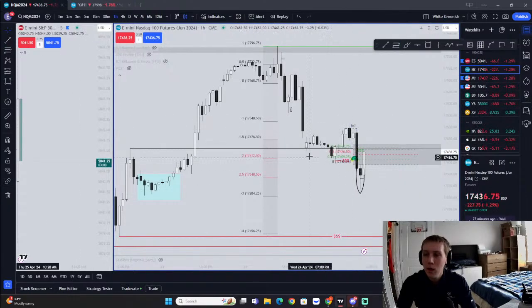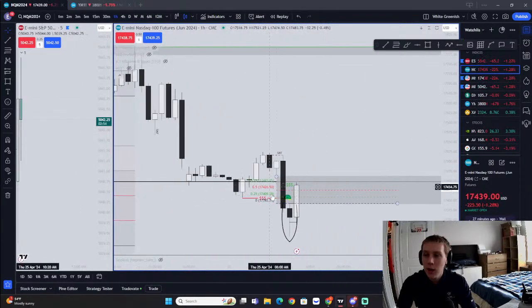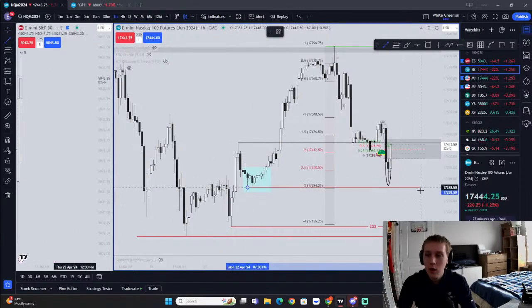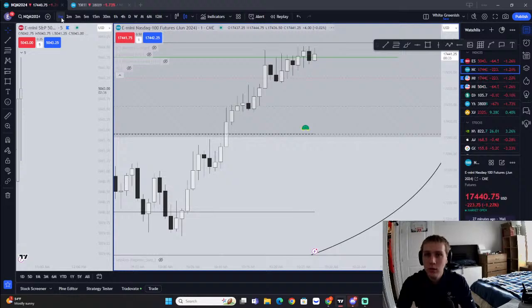But I was expecting and anticipating us to maybe come back into this 1 hour fair value gap. That's why I have this gap all marked out with 0.25, 0.5, 0.75. We do have this original consolidation that we've yet to liquidate on NQ. We have liquidated it on ES. So right now we do have an SMT here. But I'm still bearish. This is just a retracement.